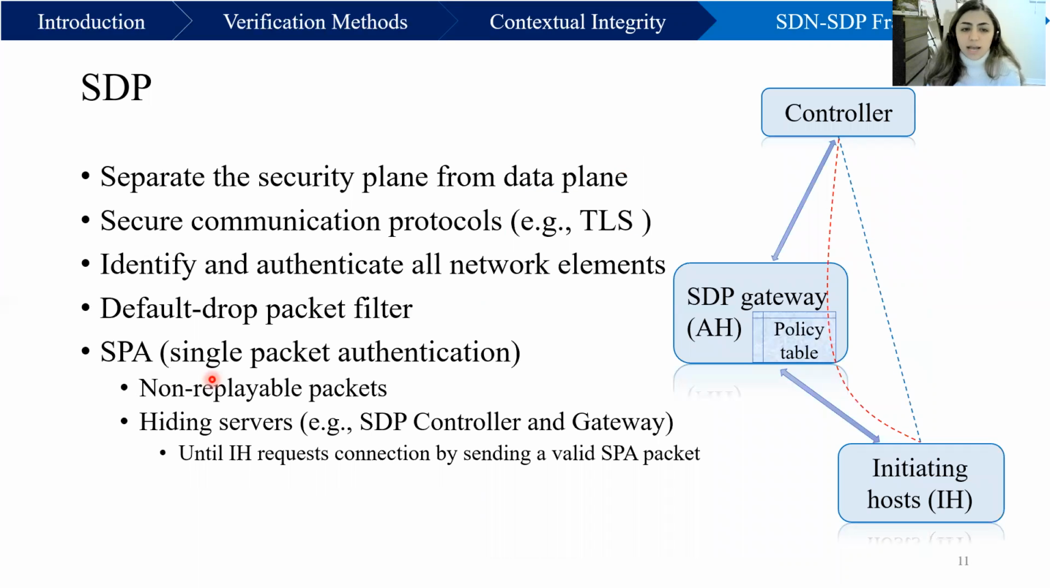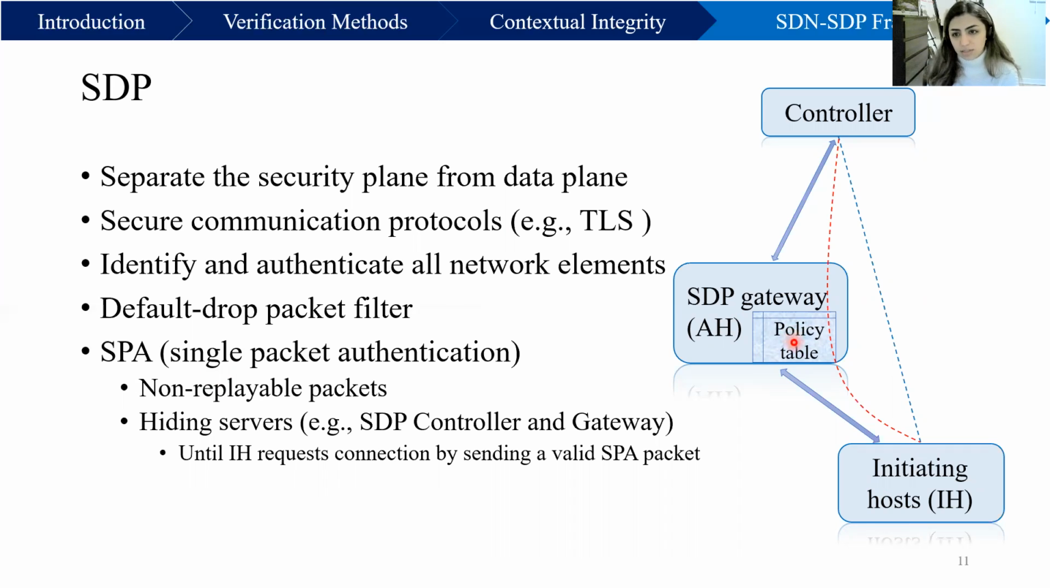In order to mitigate that, we used SDP alongside the SDN. SDP separates the security plane from the data plane. In SDP, the initiating host will send a request to the SDP gateway. It will check the policy table. If it exists, it will do the action, same as SDN.